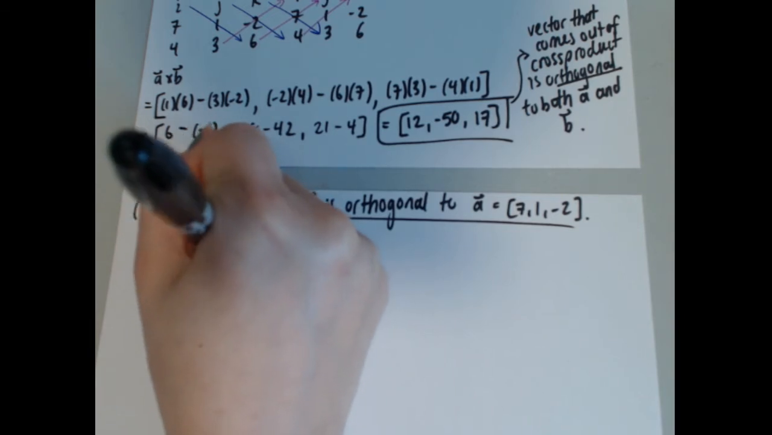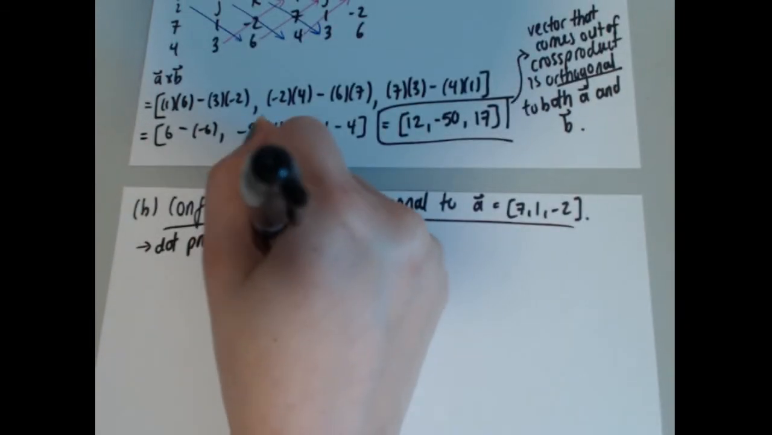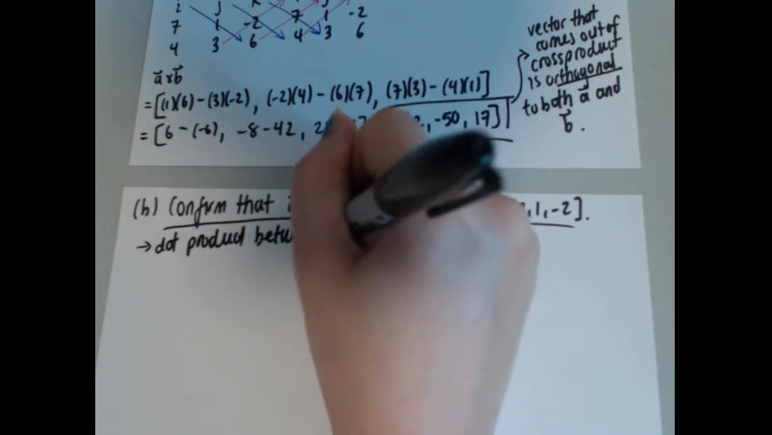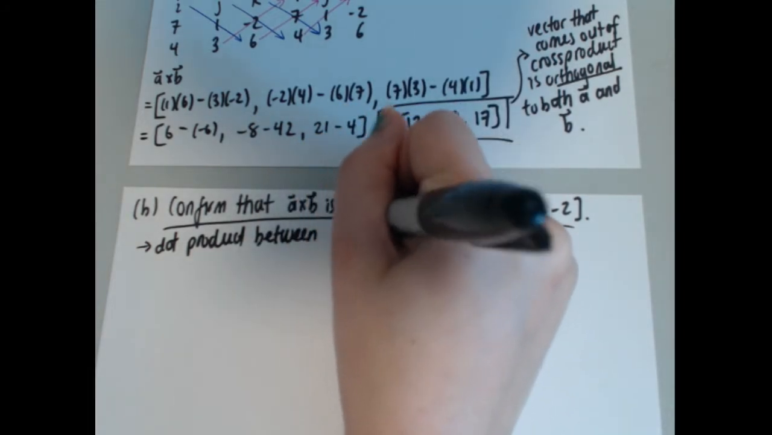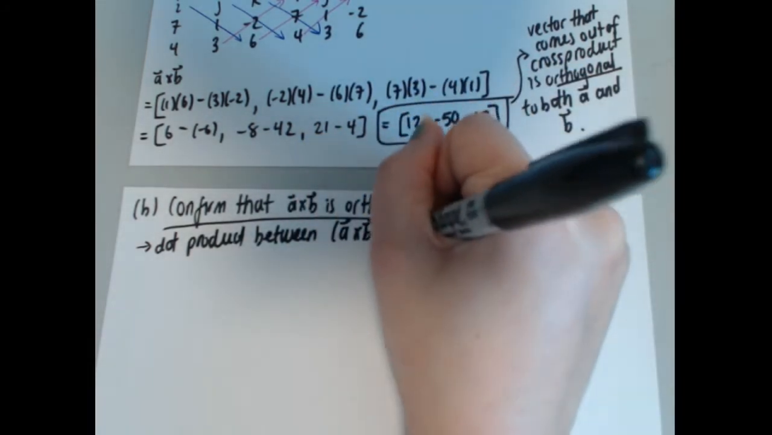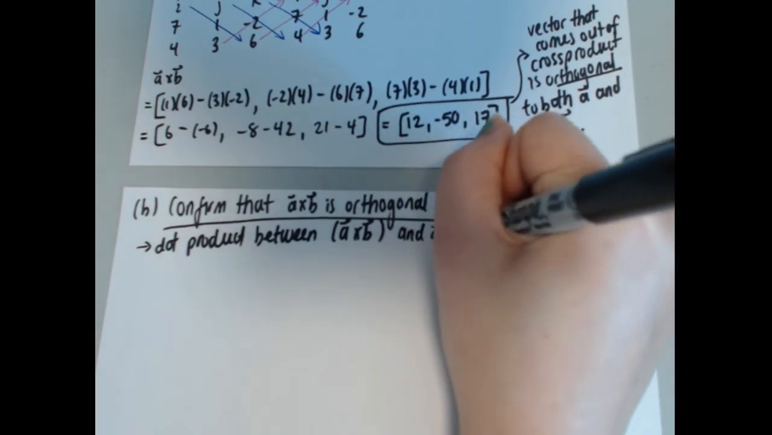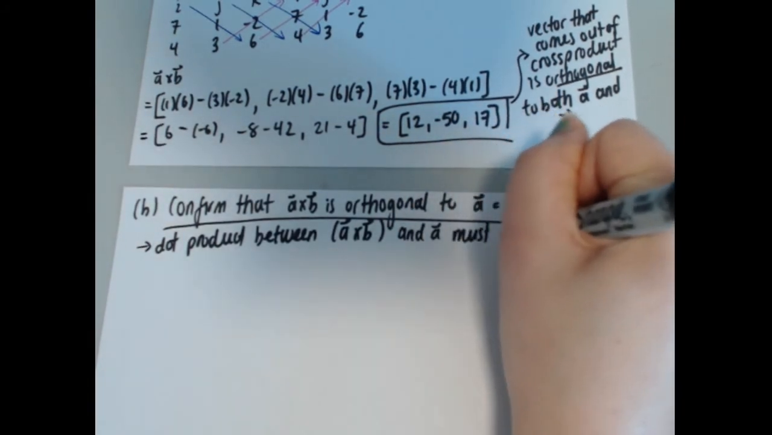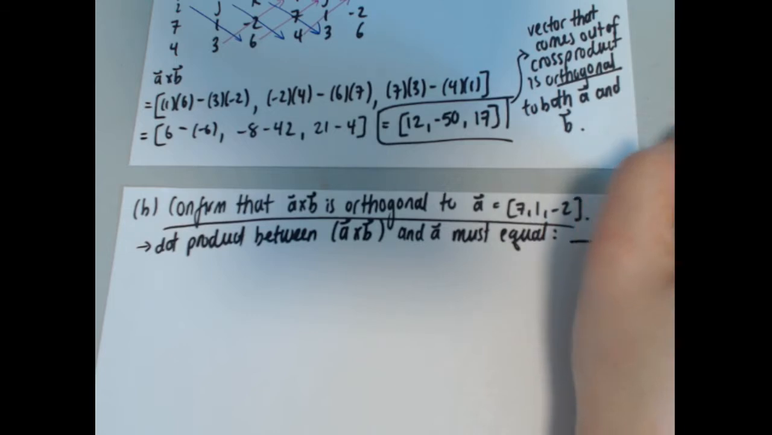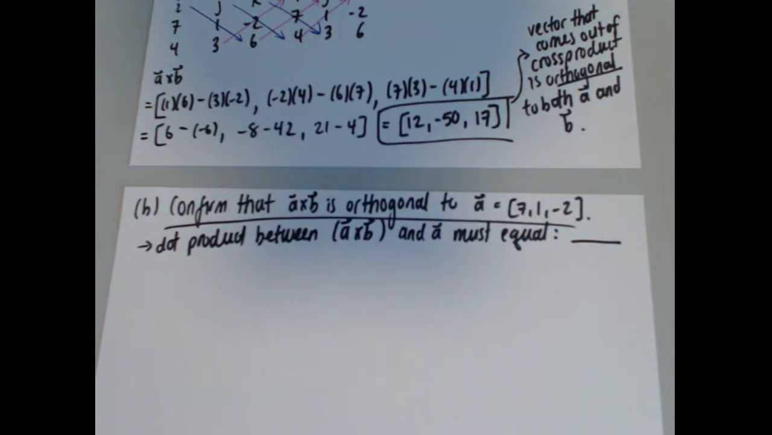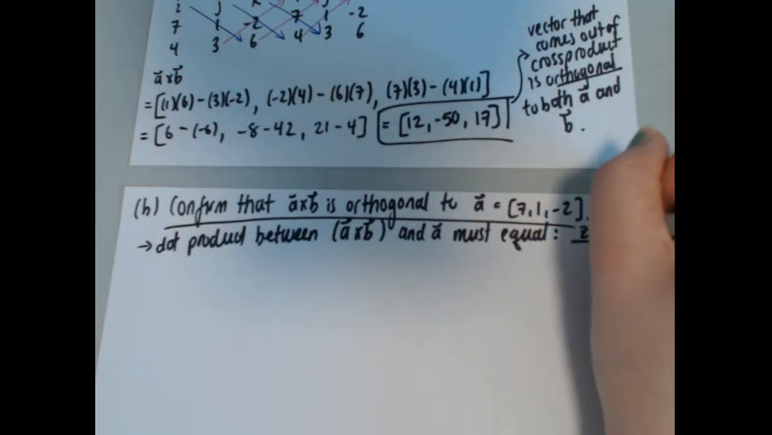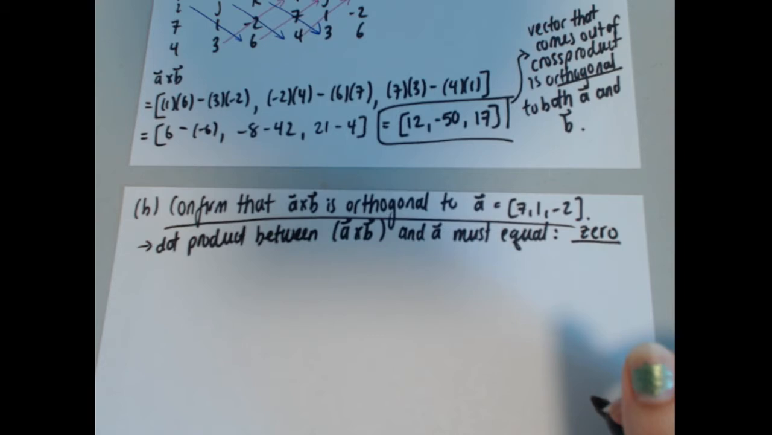The dot product between A cross B, so that new vector, and A must equal what? So just think about that for a moment. Pause the video if you want to think. But that dot product is going to equal 0. Not the 0 vector. Remember, dot product returns a scalar, so just 0.